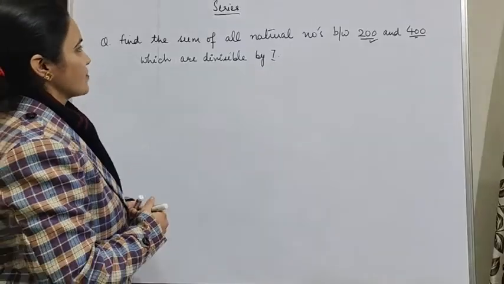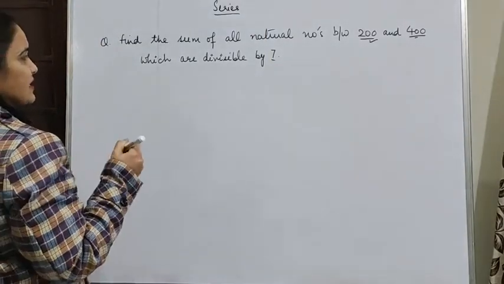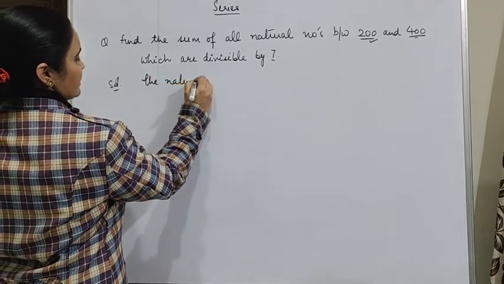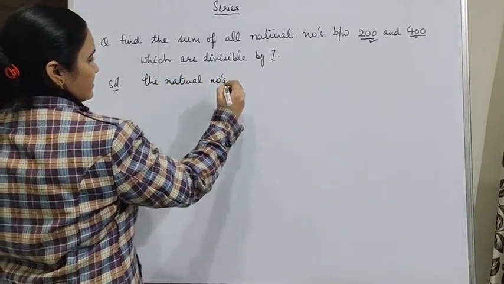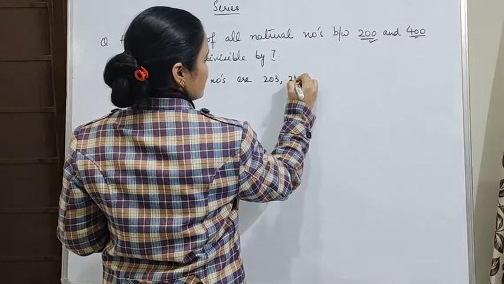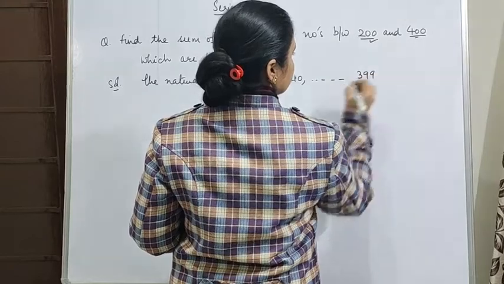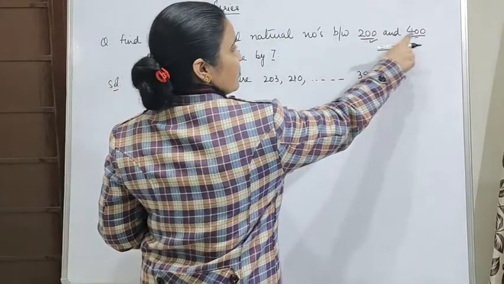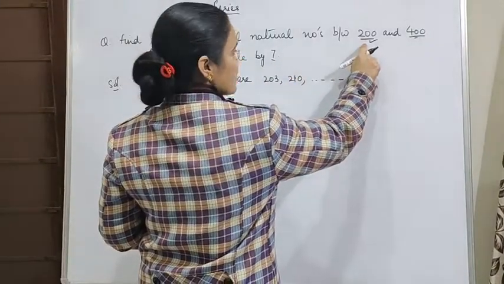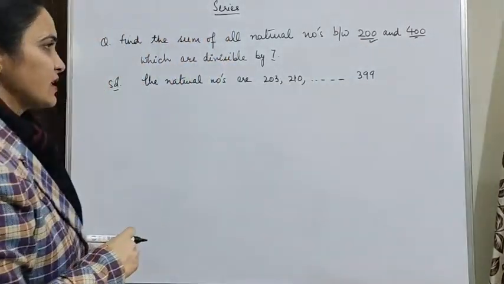Next question: find the sum of all natural numbers between 200 and 400 which are divisible by 7. So, solution. The natural numbers are 203, 210 and so on, and the last number is 399. Between 200 and 400, these are the numbers which are divisible by 7, because 201 is not divisible by 7, 202 is not divisible by 7, 203 is divisible by 7.